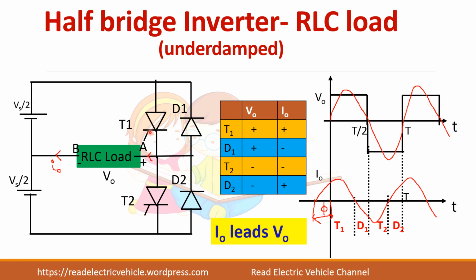there is no need for a forced commutation circuit. The thyristor gets turned off by the load itself. So load commutation occurs in an underdamped circuit. Otherwise, whenever you have a DC source, you have to go for forced commutation. But in case of an RLC underdamped circuit, sometimes because of the nature of the load, the current becomes 0 before the next thyristor is turned on. So in such cases, natural load commutation occurs.